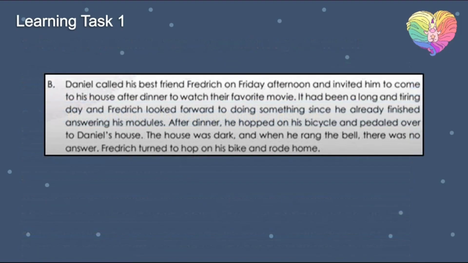Okay. Next paragraph. Daniel called his best friend Frederick on Friday afternoon and invited him to come to his house after dinner to watch their favorite movie. It had been a long and tiring day, and Frederick looked forward to doing something nice, since he already finished answering his modules. After dinner, he hopped on his bicycle and pedaled over to Daniel's house. The house was dark, and when he rang the bell, there was no answer. Frederick turned to hop on his bike and rode home.